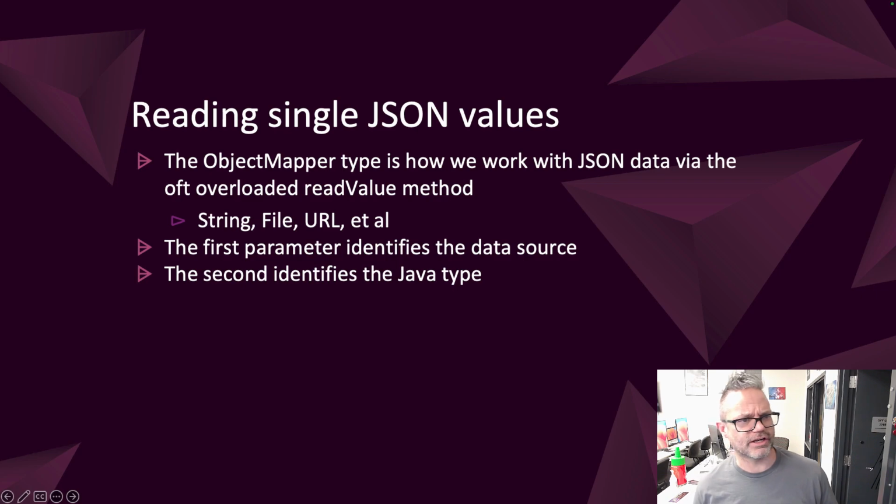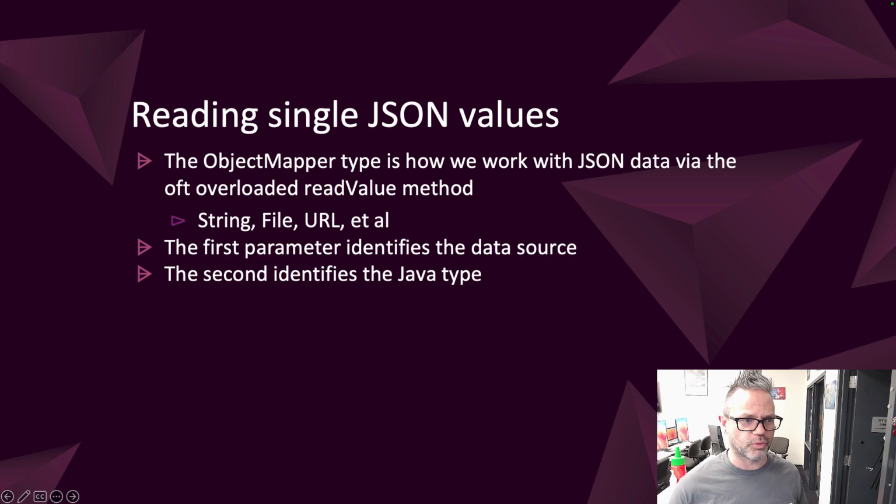So I don't read a single JSON value, just one JSON value at a time. Sometimes you need to do that. And so we're going to use the object mapper type. That's how we actually work with that. The object mapper type has an oft overloaded method called readValue. You can use this with strings, with files, with URLs, and even more.